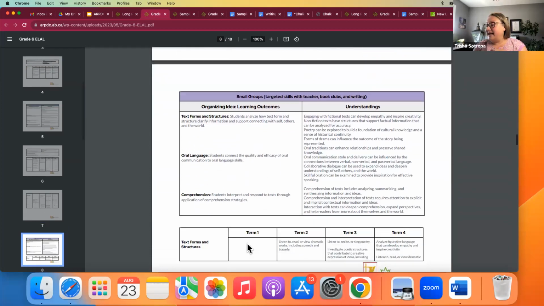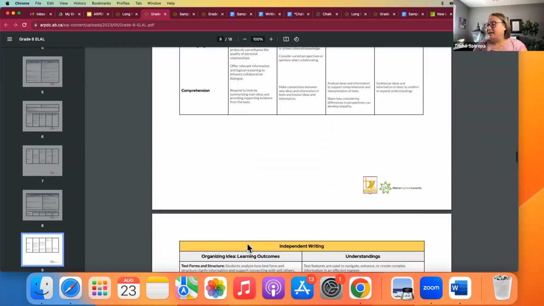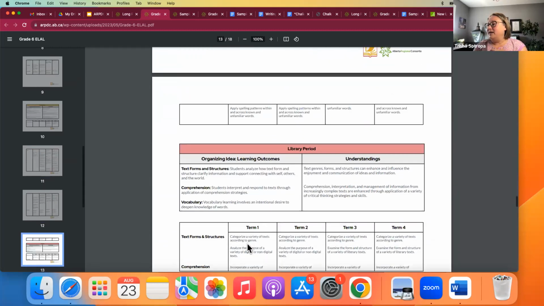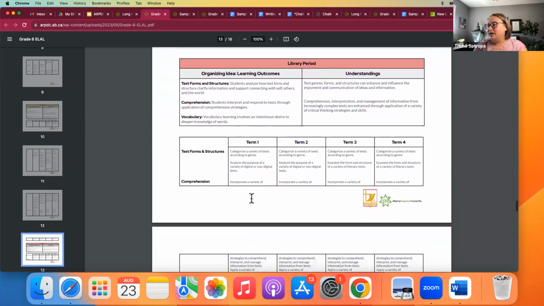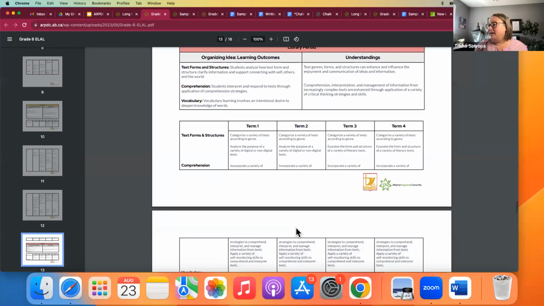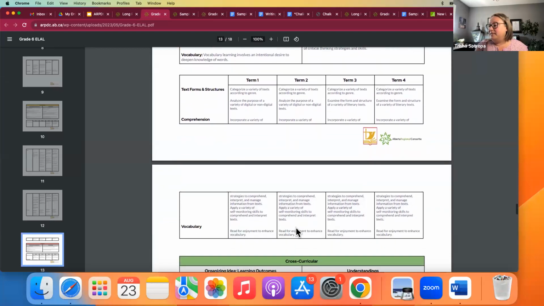I wanted to get to the library piece because that I found was so valuable when we talked together about how library period could be a useful time for learning content. So sometimes we would talk about what genre did you read today in library class? Okay, that would fulfill one of the outcomes of the curriculum.